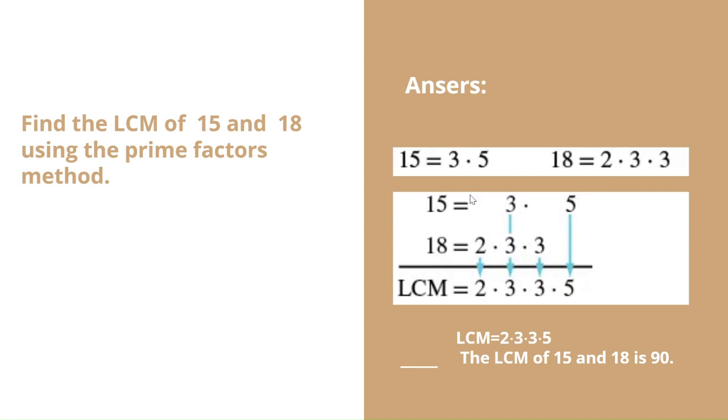So 15 is 3 times 5, and 18 is 2 times 3 times 3. So we put 2 down, 3 down, and the 3 and 5. So it's 2 times 3 times 3 times 5, which is 90. So we can write that the LCM of 15 and 18 is 90. To check the answer, we can see 90 is 15 times 6, and 90 is also 18 times 5.